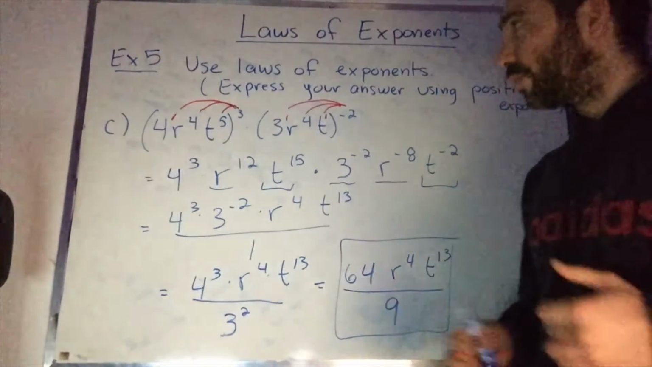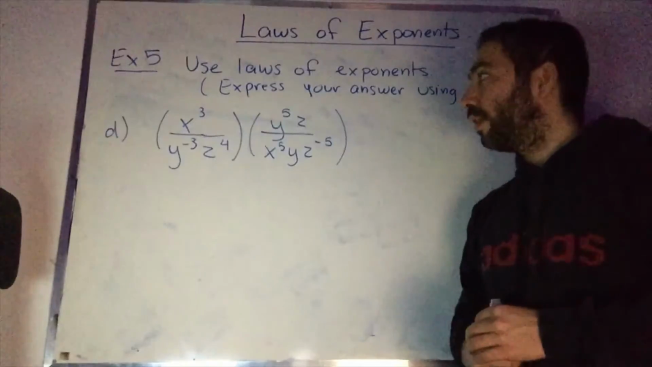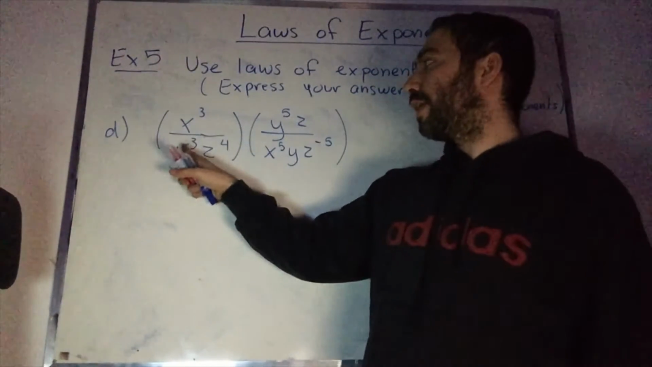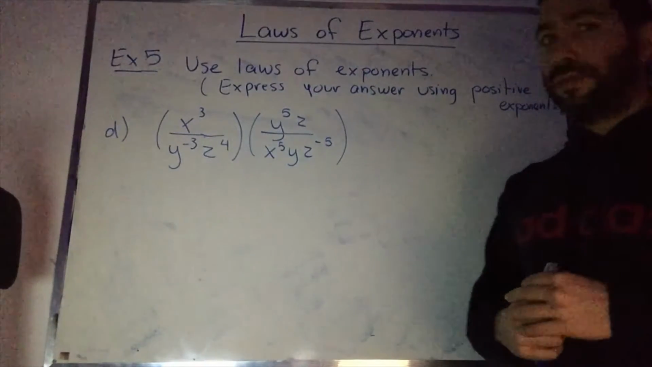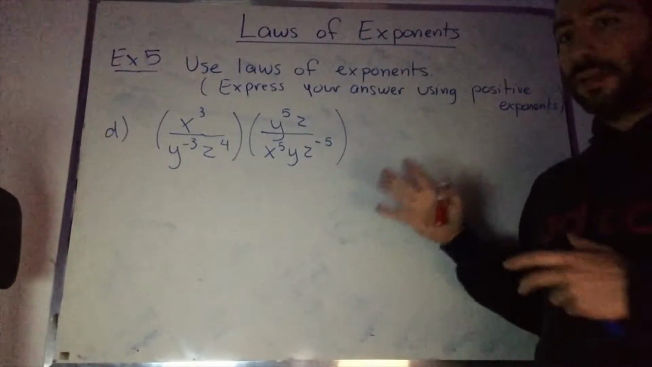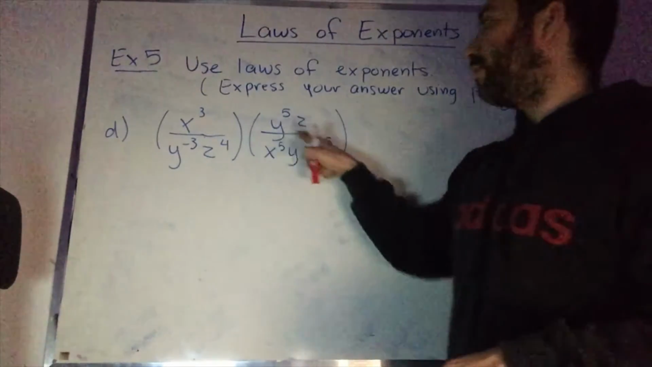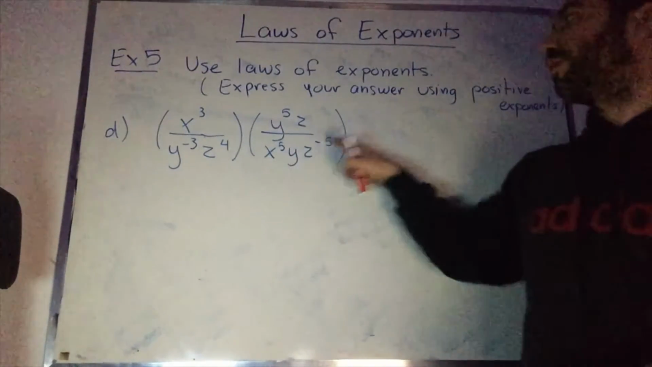Okay, great work. Let's look at another example. So in this example here, we have x to the 3 divided by y to the negative 3 times z to the 4, all that times y to the 5 times z divided by x to the 5 times y times z to the negative 5.